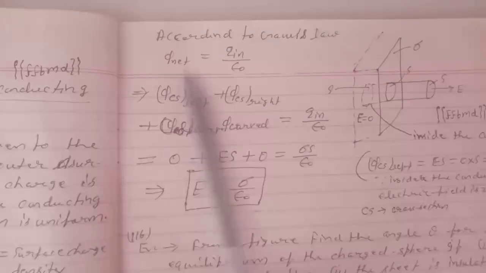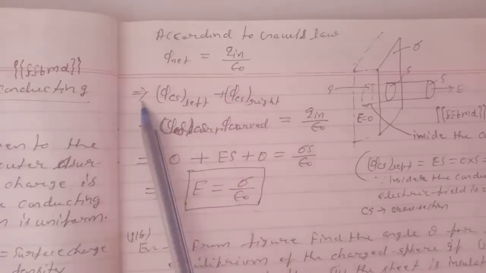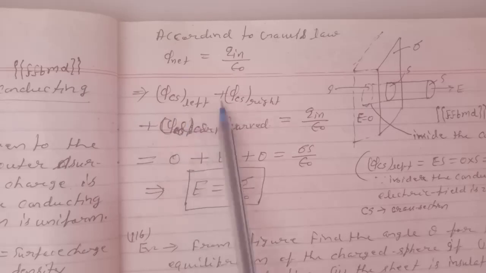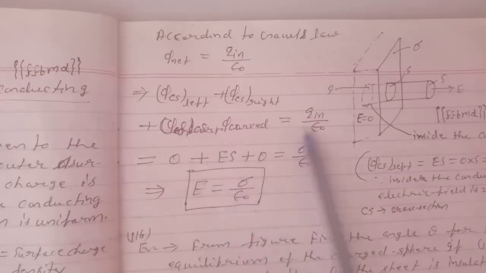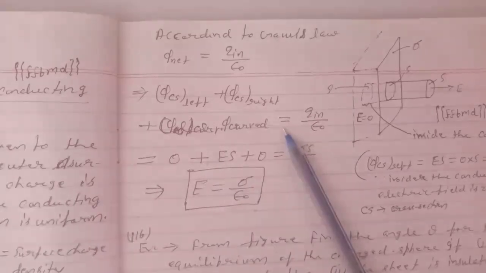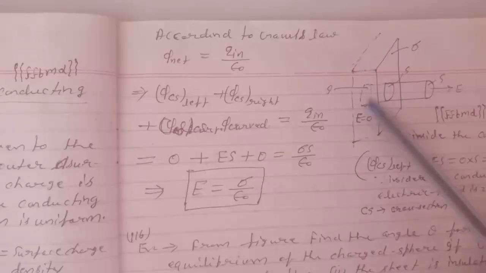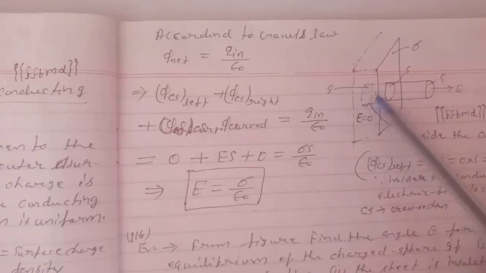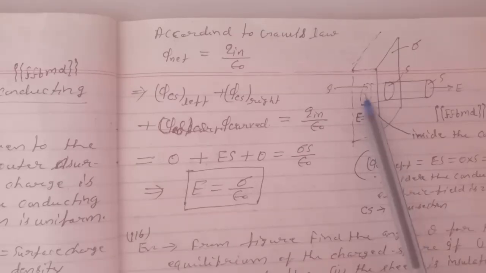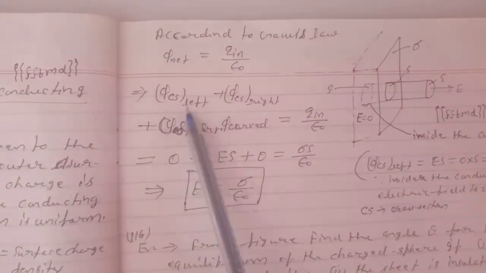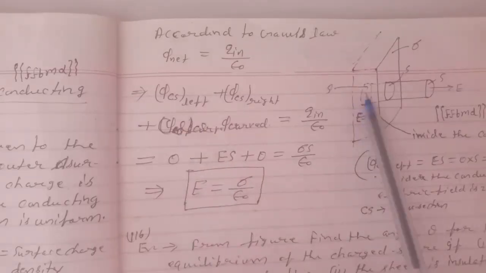So according to Gauss's law, phi net equals Q in by epsilon naught. Now this implies phi cross sectional left plus phi cross sectional right plus phi curved surface equals Q in by epsilon naught. Here, because this end of the Gaussian cylinder is inside the conductor, and we know that inside the conductor the electric field is always 0, E into S will be 0. So the flux through this area will be 0, so phi cross sectional left will be 0.